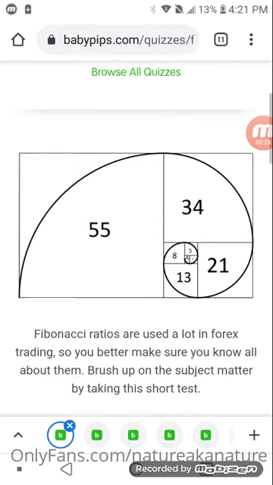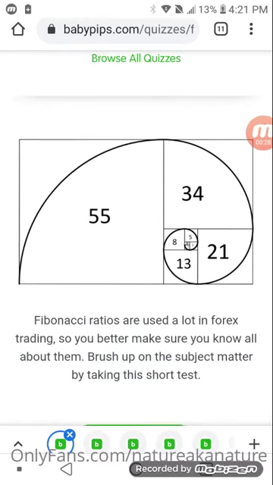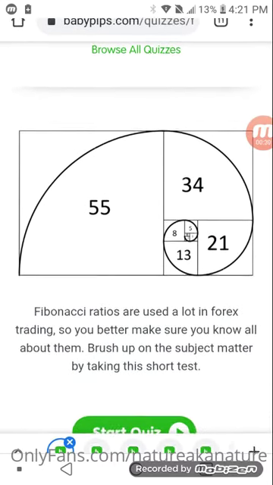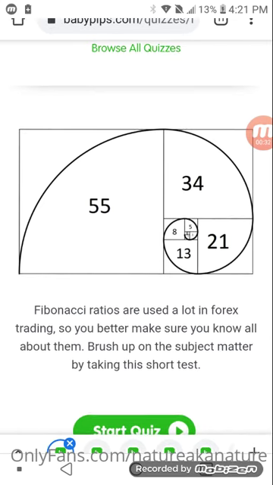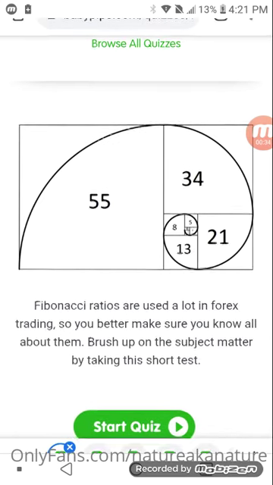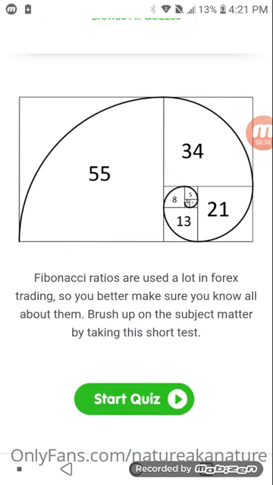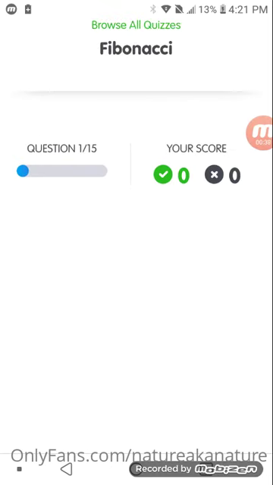Fibonacci ratios are used a lot in Forex trading, so you better make sure you know all about them. We're going to brush up on all the subject matters by taking a short quiz. Let's start the quiz. It's 15 questions. We're going to get 15 out of 15.